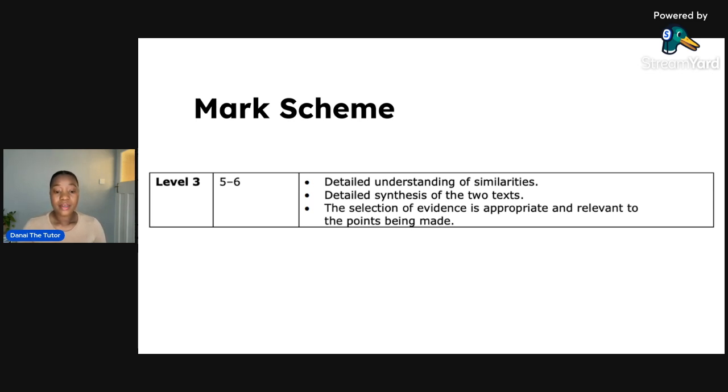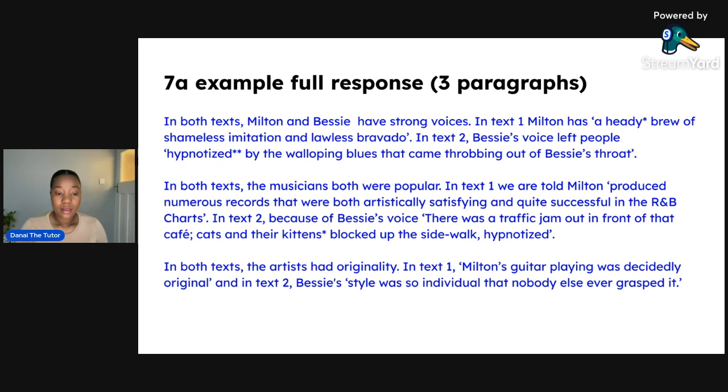You want to show a detailed understanding of similarities, detailed synthesis of the two texts, which means bringing your observations together, okay? And then the selection of evidence is appropriate. So synthesis, you show this using comparative words, like similarly or in the same way, or like. If you're showing a difference, you could say on the other hand, however, but this question is focusing on similarities, okay? So this is an example.